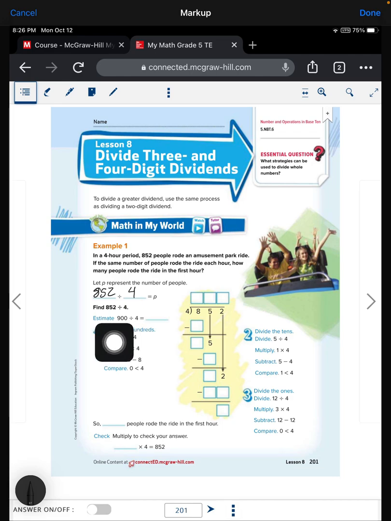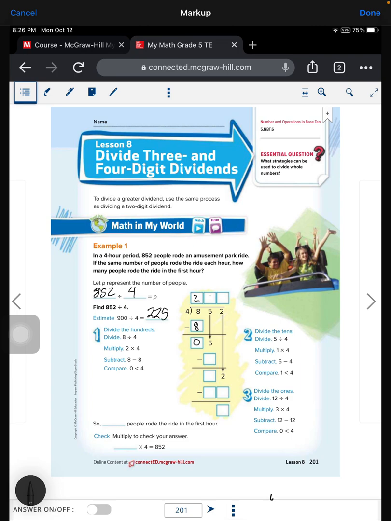Can strategize by estimating 900 divided by 4, right? Then we can actually dive into it. So our answer is going to be around that estimate. First of all, 8 is going to be divided by 4. 4 will go into 8 how many times? 2 times 4 is 8. 8 minus 8 is 0.